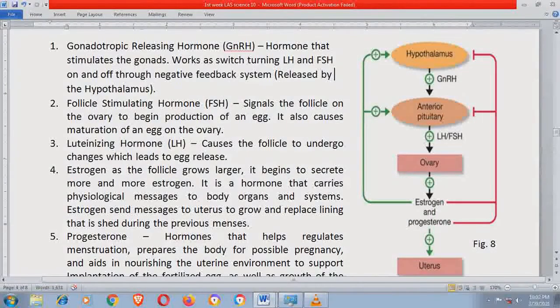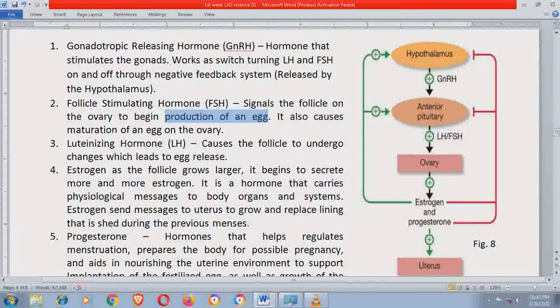Now let's start one by one. Follicle stimulating hormone signals the follicle on the ovary to begin production of an egg. It also causes maturation of an egg on the ovary. Now, isipin nyo kung ano mangyayari kung walang follicle stimulating hormone na i-release si anterior pituitary. So, ibig sabihin, si ovary, walang dahilan para mag-produce siya ng egg cell. So, anong tawag natin dun kapag hindi nakakapag-produce ng egg cell ang isang babae? No? Sterile siya. Parang gano'n, may problema siya.